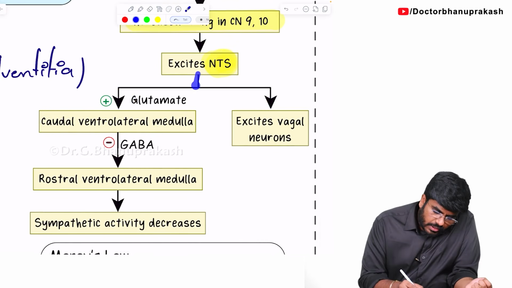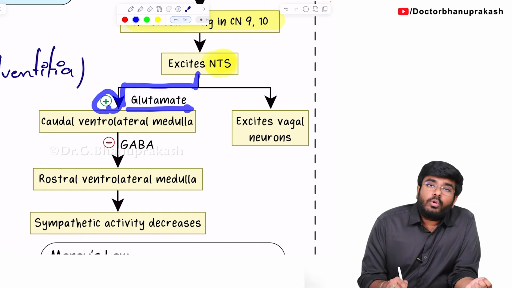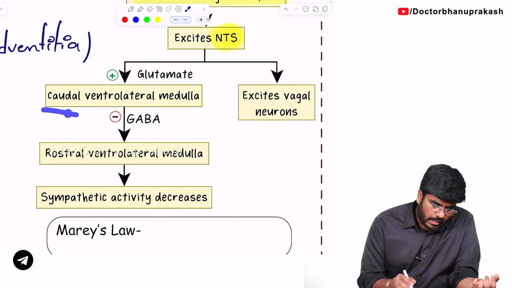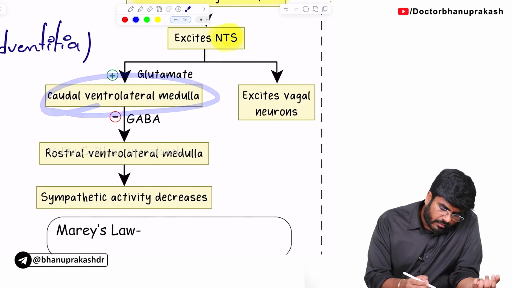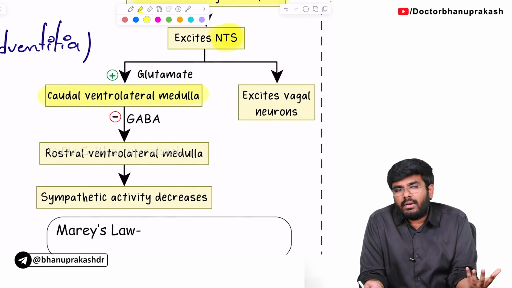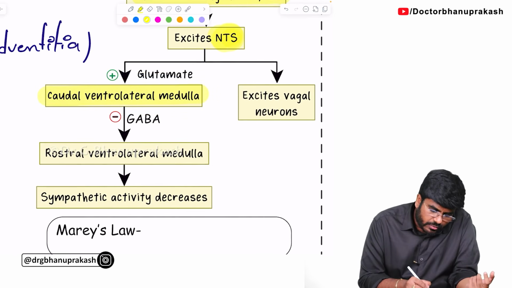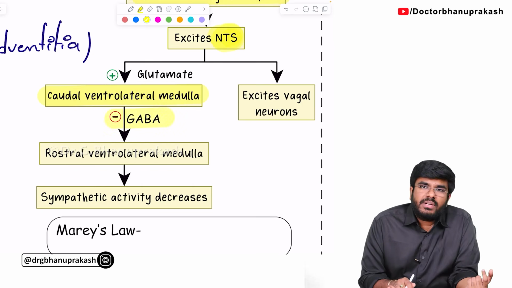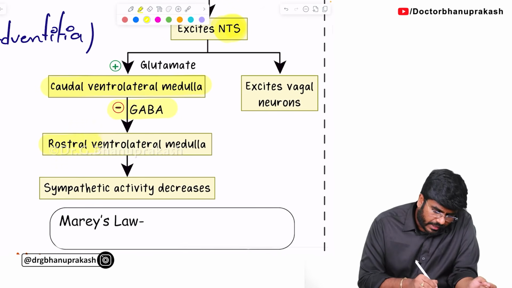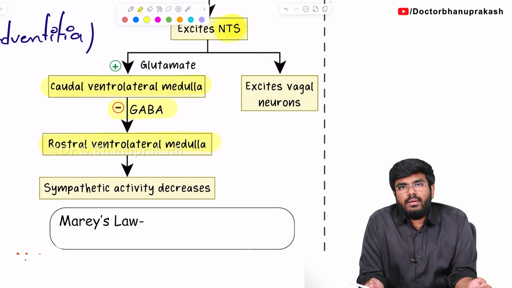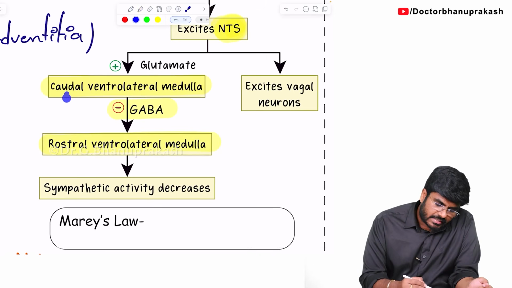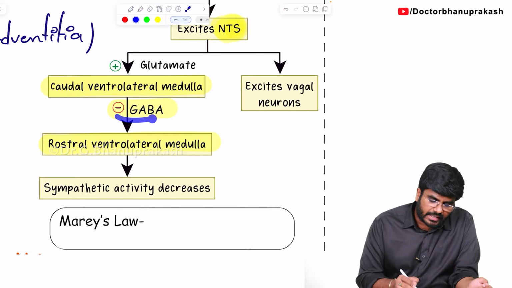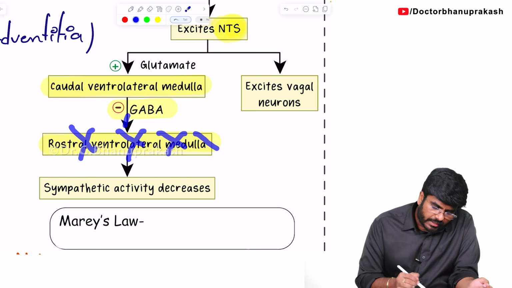What is that? The nucleus of tractus solitarius is going to release glutamate, the excitatory neurotransmitter, onto the CVLM, the caudal ventrolateral medulla. Now this caudal ventrolateral medulla area is activated. Now it is going to release GABA. Which neurotransmitter is getting released? GABA, onto the RVLM, the rostral ventrolateral medulla. So first it is the CVLM which is activated. CVLM is going to release the inhibitory neurotransmitter called GABA. Now GABA, what will it do? GABA is going to inhibit the RVLM.